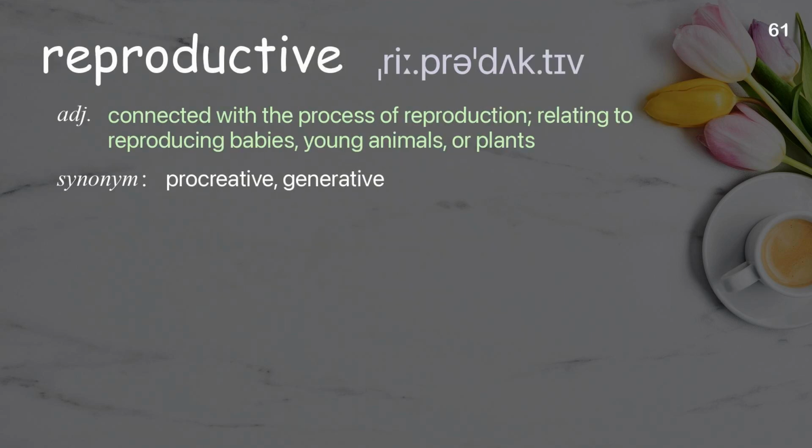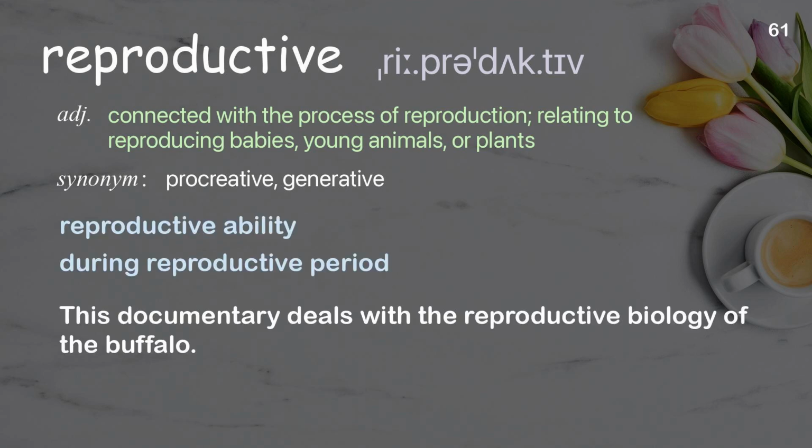Reproductive. Connected with the process of reproduction, relating to reproducing babies, young animals, or plants. Examples: Reproductive ability, during reproductive period. This documentary deals with the reproductive biology of the buffalo.